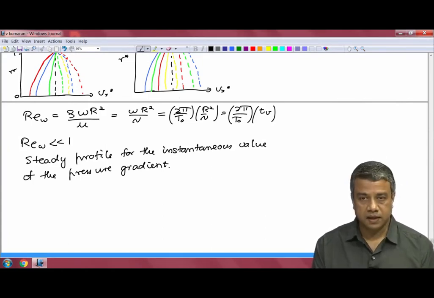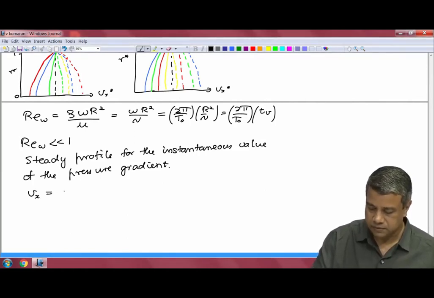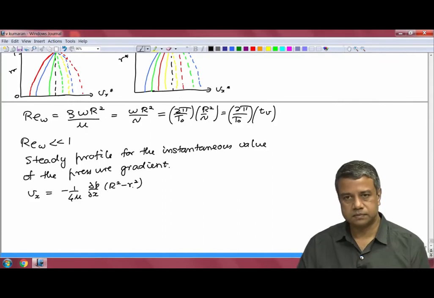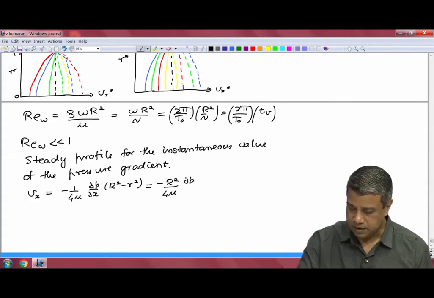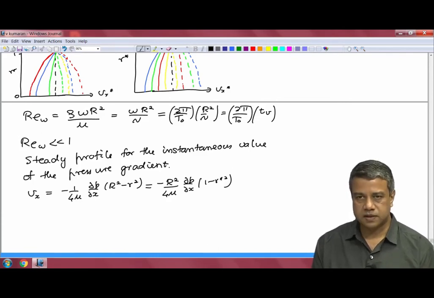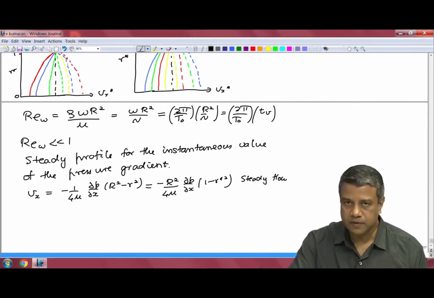So, recall that we had calculated the velocity profile. We got that Vx is equal to minus 1 by 4 mu dP by dx into R square minus r square. Or alternatively, in scaled variable I can write this as minus R square by 4 mu dP by dx into 1 minus r star square. This is for a steady flow.